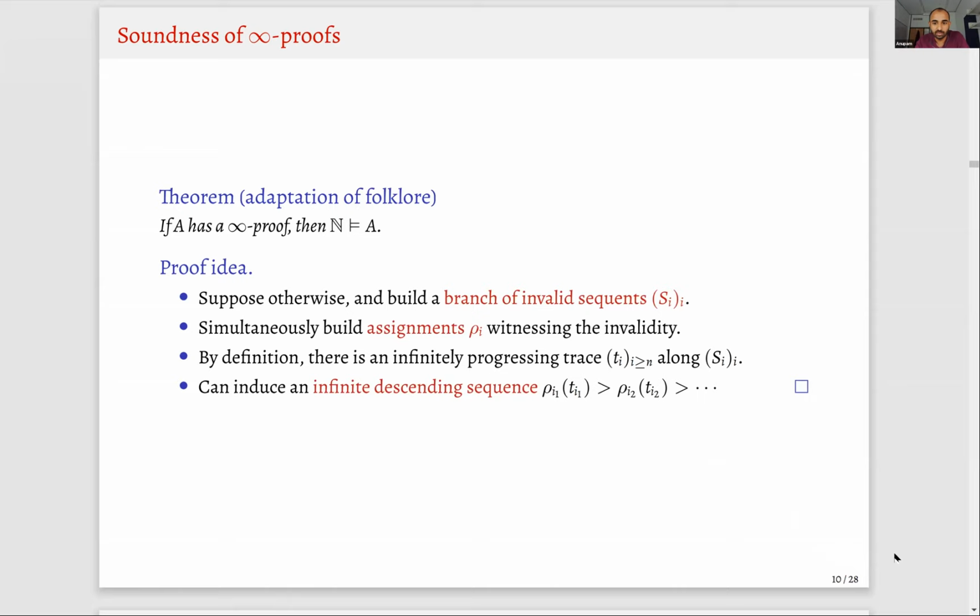Anupam, we have a question from Andy Pitts. Go ahead, Andy. You're muted. You have to unmute yourself. Sorry, I'm unmuted now.